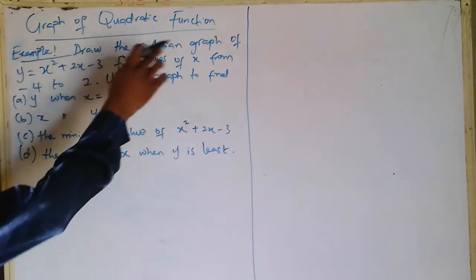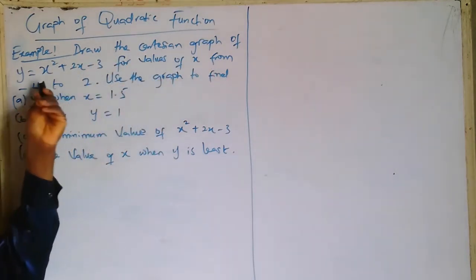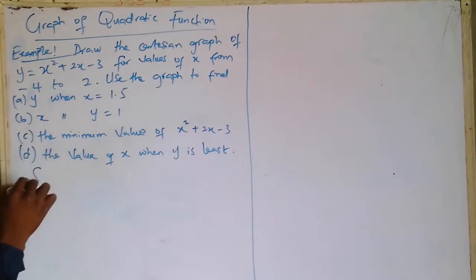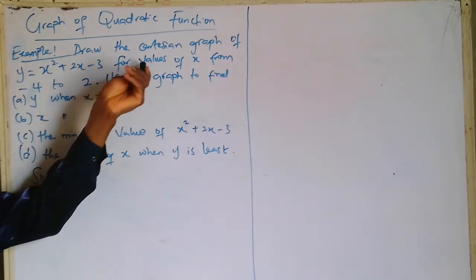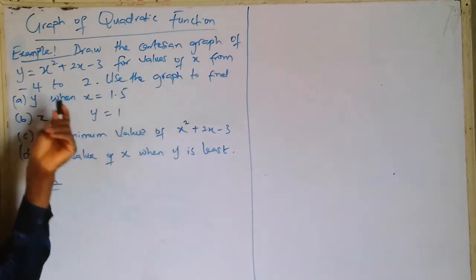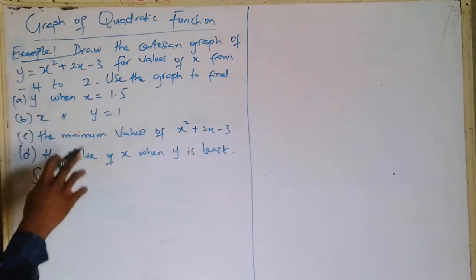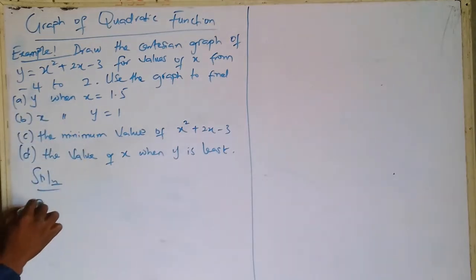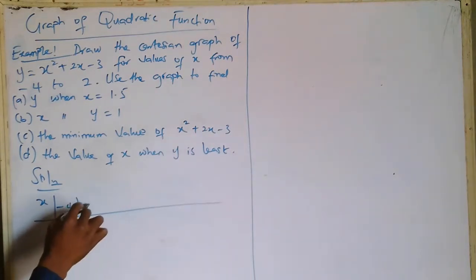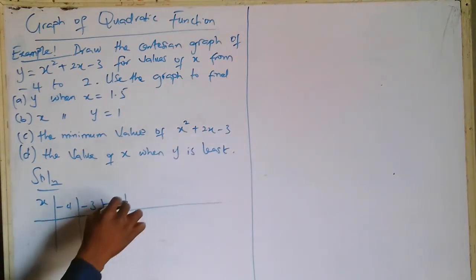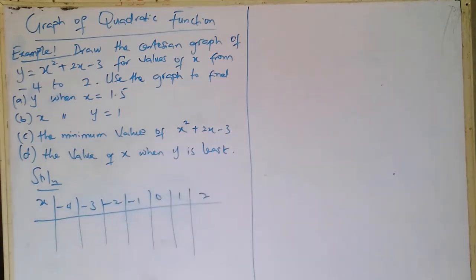Draw the Cartesian graph of y equals x squared plus 2x minus 3 for values of x ranging from minus 4 to 2. In today's class we're given our range for the values of x. So if I want to plot my x table, I'll have minus 4, minus 3, minus 2, minus 1, 0, 1, and 2.